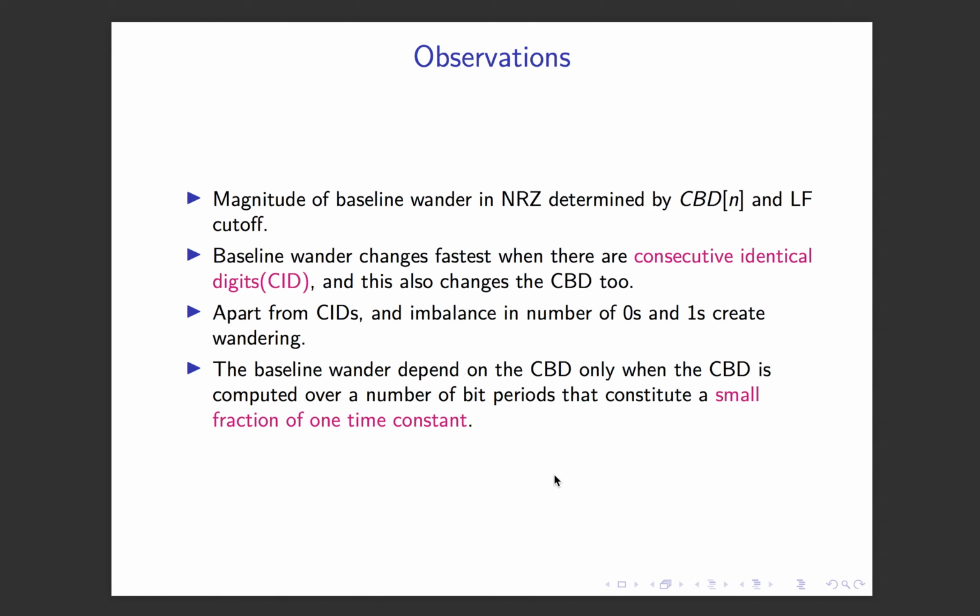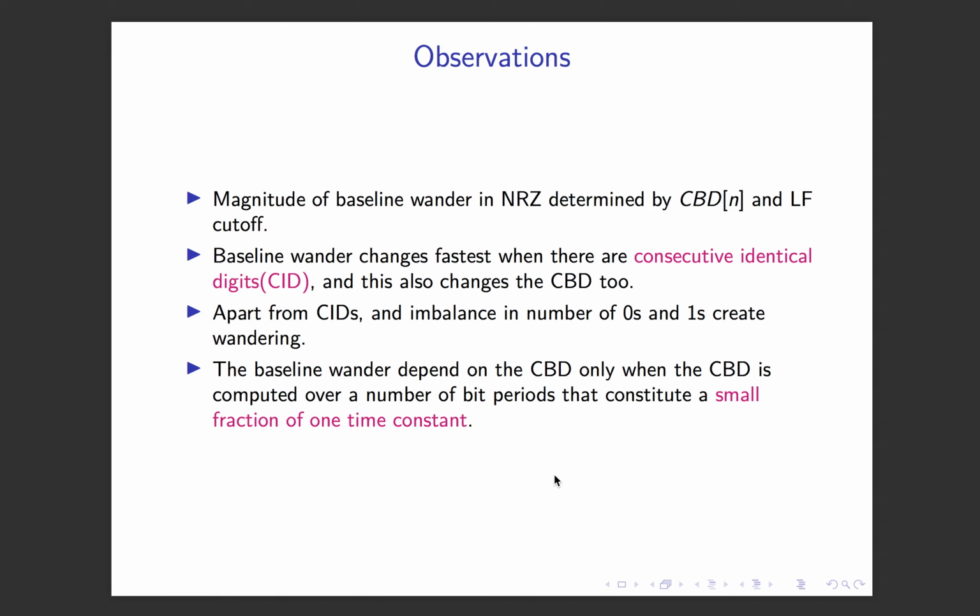As we have already said, consecutive ones or zeros. So apart from this CBD, if there is an imbalance between the zeros and ones, it also creates wandering. That's why one of the design goals is to make the number of zeros and number of ones as equal as possible. It might not be equal always, but that's the goal. We try to make it nearly equal, allowing very little imbalance in the system, so the system becomes stable.